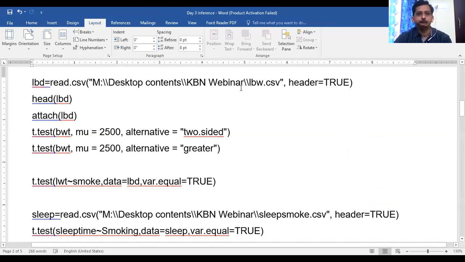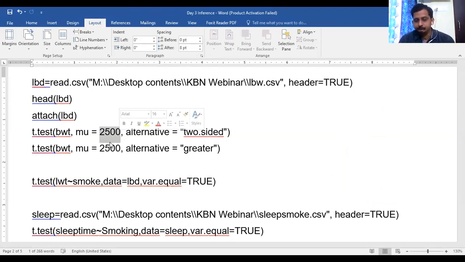Now I am using two different data sets here. One is the LBW data, where I want to verify the standard value of the weight of healthy babies. They say that a baby should weigh 2.5 kilos. This is a point estimate.